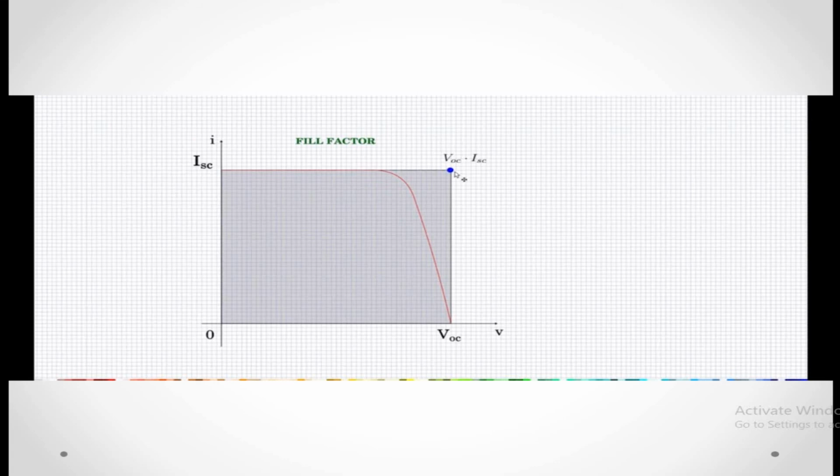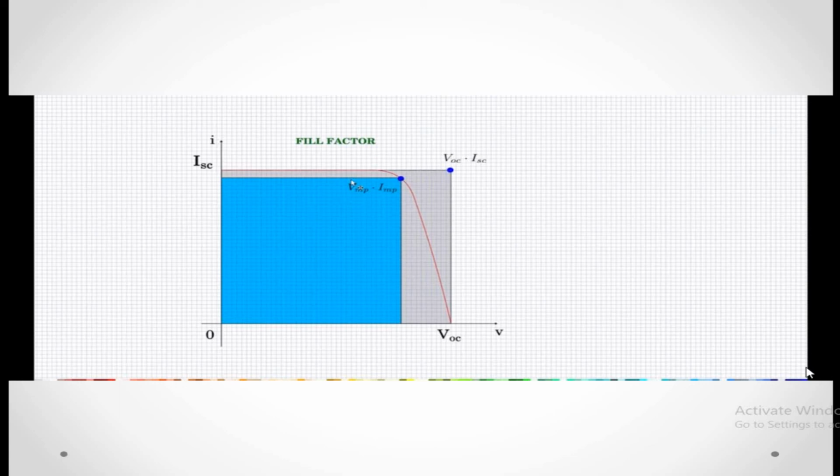Now let us highlight the theoretical value of VOC and ISC, which is indicated as the green line. Now let us see the practical operating point of maximum power, that is VMP and IMP. Let us highlight the practical area of operation of our PV cell, indicated in blue. The gray color area indicates theoretical values of VOC and ISC, but the blue color area indicates the practical operating region of the PV cell. The maximum operating point will be somewhere in this blue region.